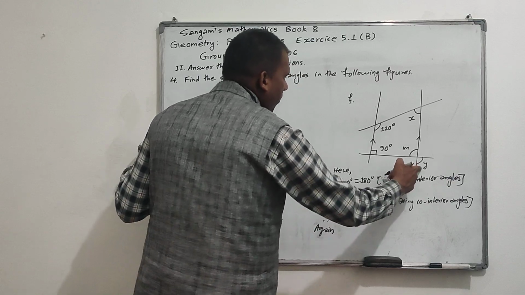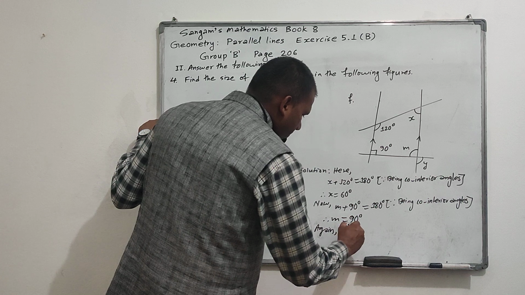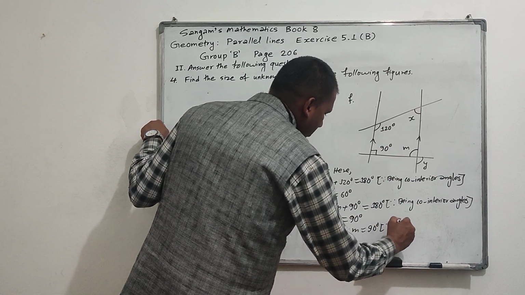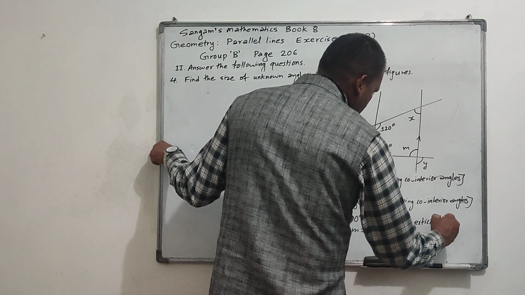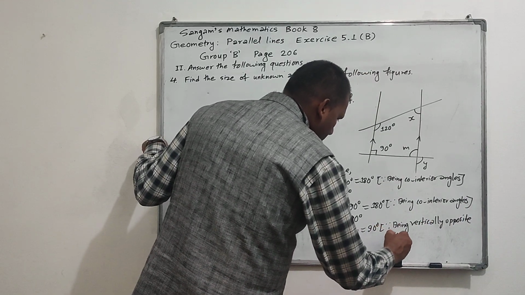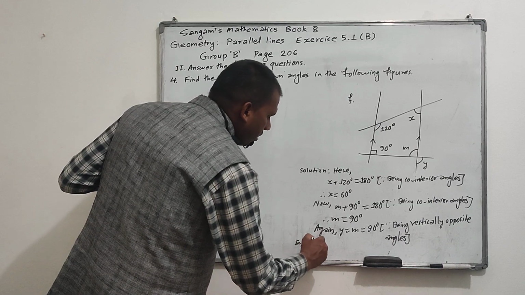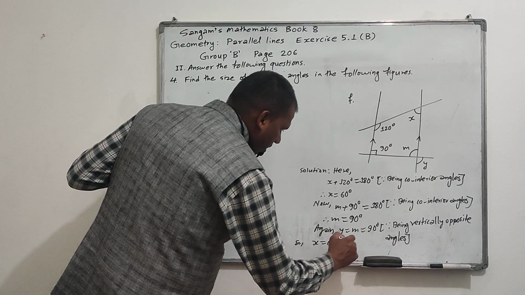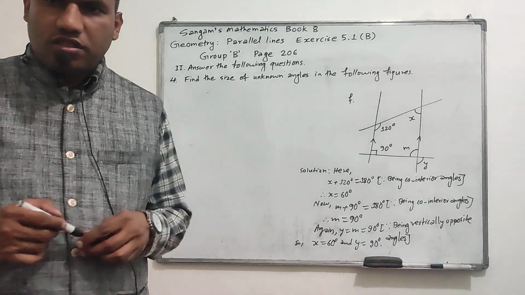Again we can find y. y and M are vertically opposite, so we can write y equal to M equal to 90 degree, being vertically opposite angles. So the angle x equal to 60 degree and y equal to 90 degree. This is the answer.